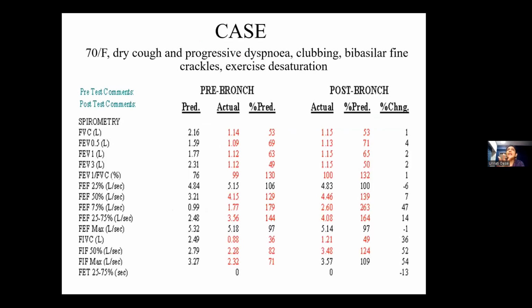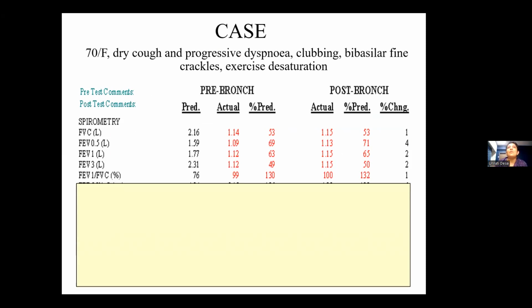So we have a case here. This is a 70-year-old lady who has dry cough and progressive dyspnea. She has clubbing, she has bibasilar fine crepitations and she has exercise desaturation. And this PFT report is given to you like this. It's very confusing. So it's always taught to us that when you need to read the PFT, just cover what is not needed.